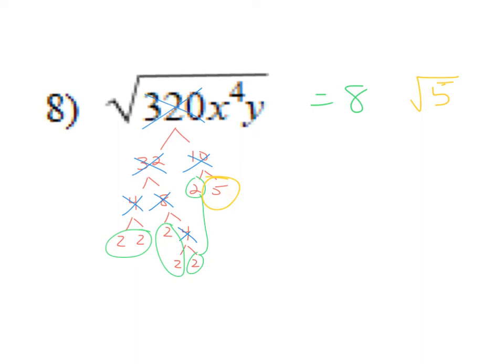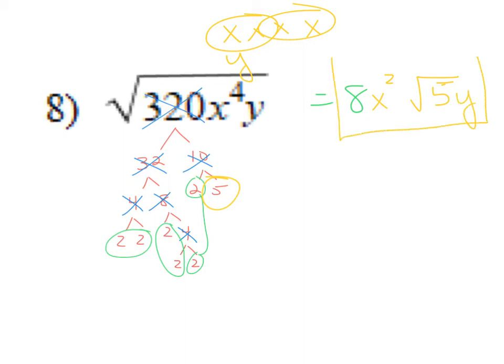All right, now looking at your x's, you've got 1, 2, 3, 4. So when I pair them up, I have 2 pairs that moved out. Now my y, I only have one y. He doesn't have a buddy, so he's stuck on the inside. So 8x squared, radical 5y is your answer.